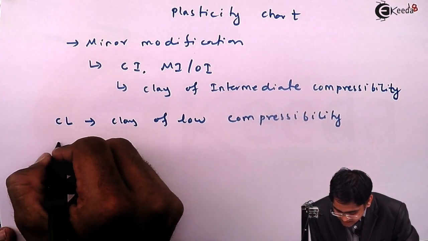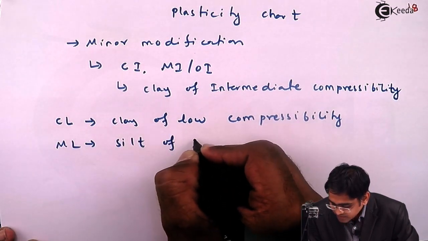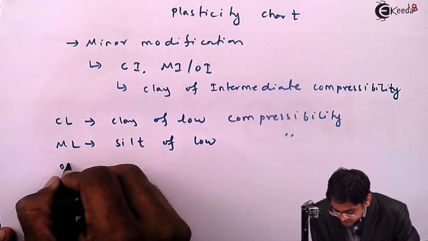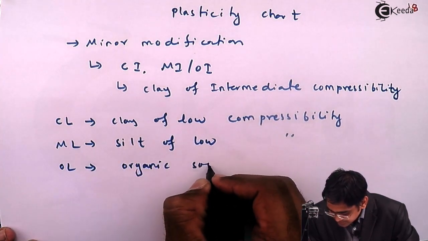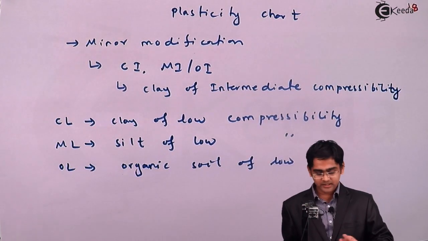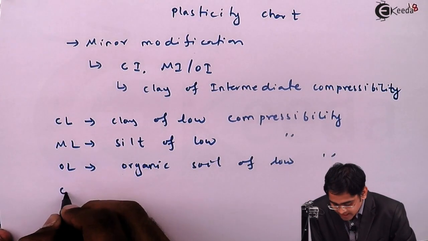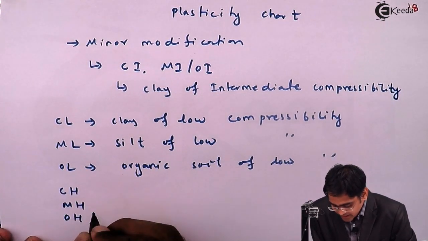Similarly, if it is an ML, silt of low compressibility. If it is OL, organic soil of the same low compressibility. So everything just remains the same. And also we have got a CH, MH or OH.